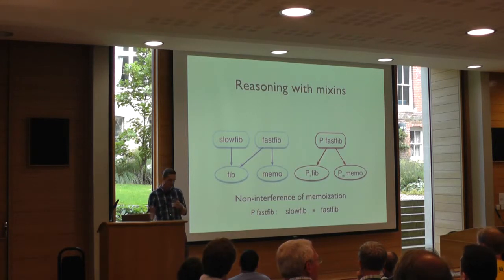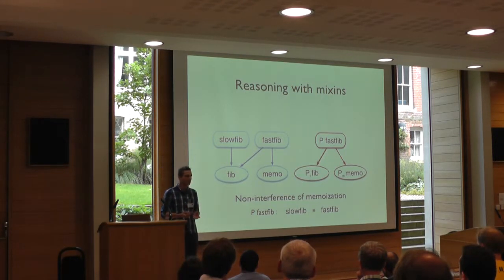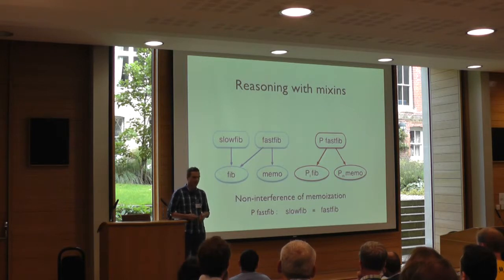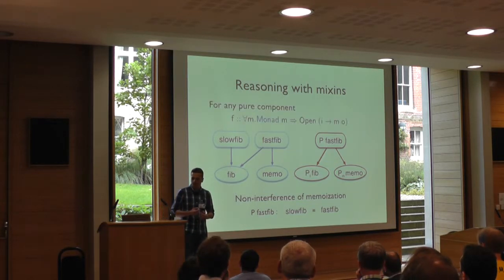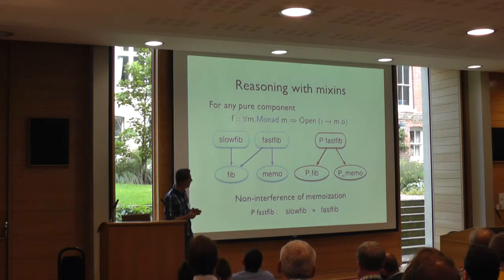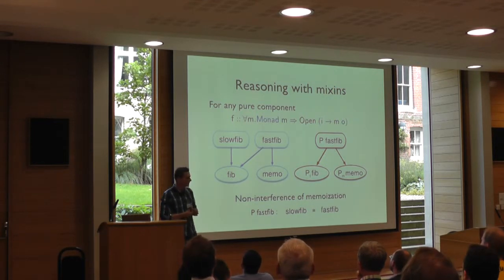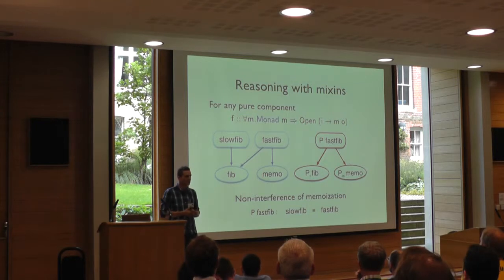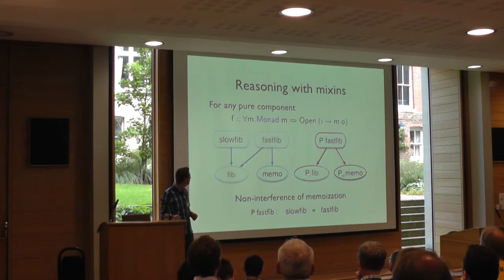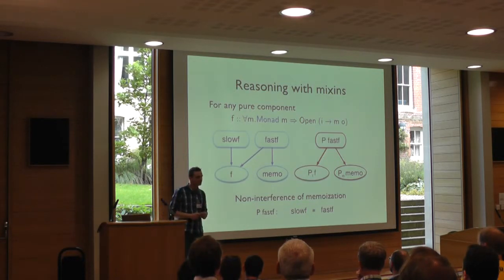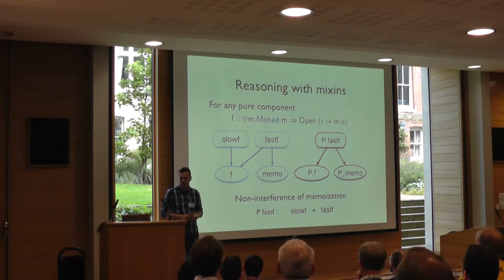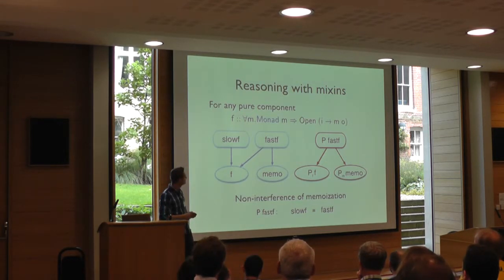So if you now think in terms of reuse, we could perform memoization on other functions, and we can even perform it on a whole class of functions so that it's non-interfering. We didn't really have any constraints on fib other than that it is pure, and memoization should work for any other pure component. So we can replace fib here by f, and it should still hold.